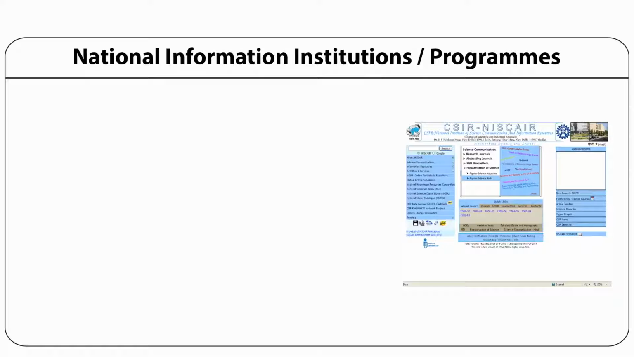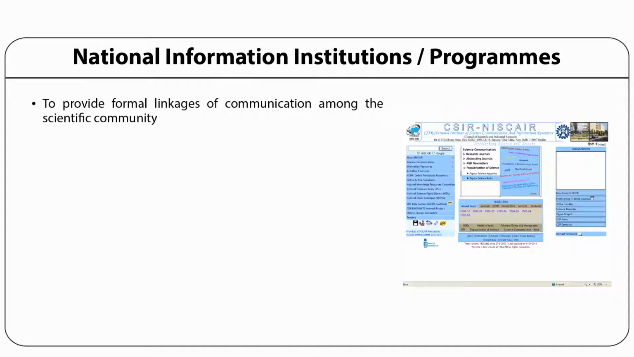CSIR, that is Council for Scientific and Industrial Research, set up an organization called NISCAIR, formerly known as INSDOC. Now, this organization is a central knowledge hub for scientific and technological research to facilitate the research to the different people. It provides a formal linkage of communication among the scientific community.